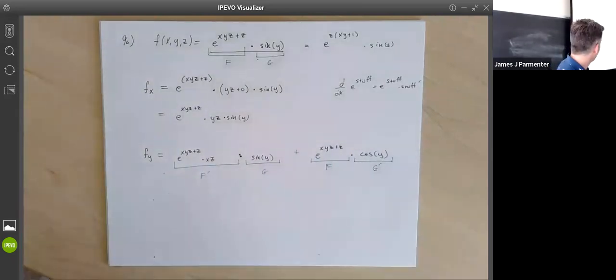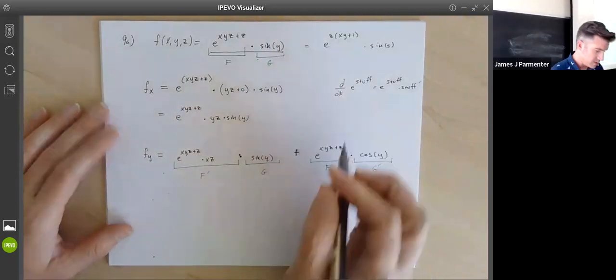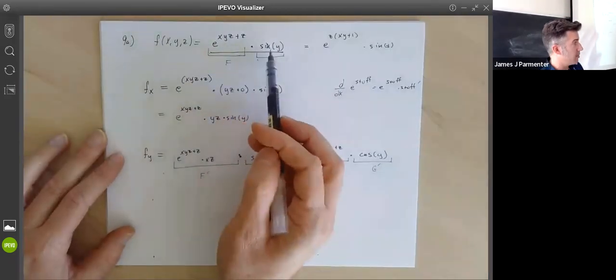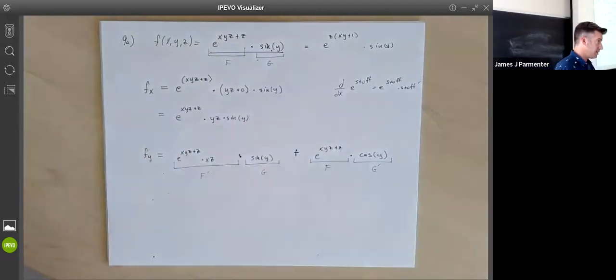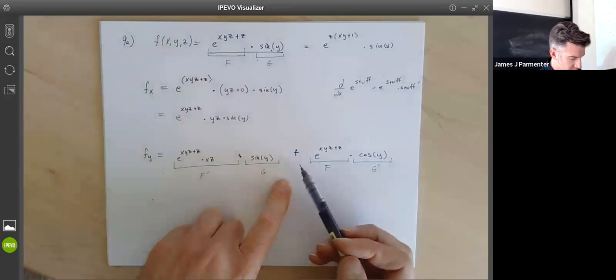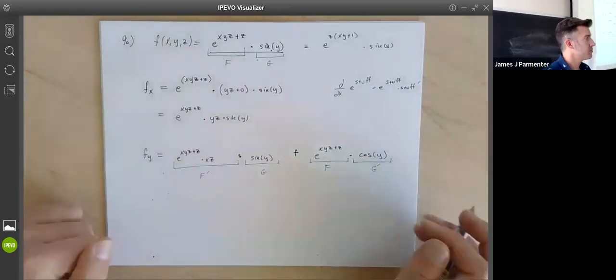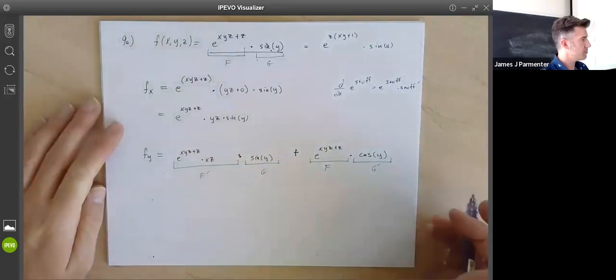Where'd the plus come from? Product rule. Yeah, product rule. Sorry. So, right, when you take the derivative of a function times another function, not times a constant, but times a function, you do the derivative of the first function times the second function plus the first function times the derivative of the second function. That's where the plus is coming from.